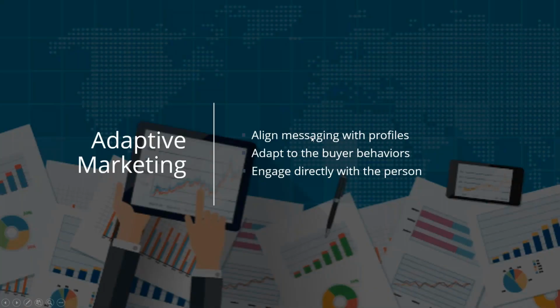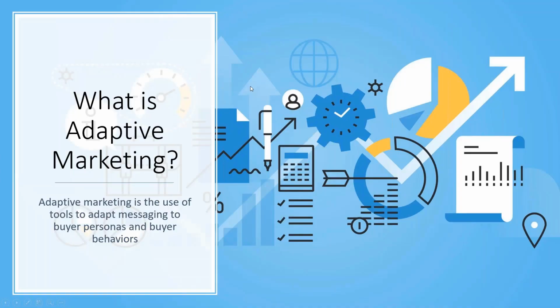So the other option, and there are multiple options, but the two that I'm focusing on are two very different extremes. The other extreme is something I call adaptive marketing. It's really where we're aligning the messaging with individual buyer profiles. We're adapting to the buyer's behaviors, and we're engaging emotionally with each of the individuals through the buying process. So what is adaptive marketing? It's really the use of tools to adapt the messaging to the personas and the buyer behaviors.